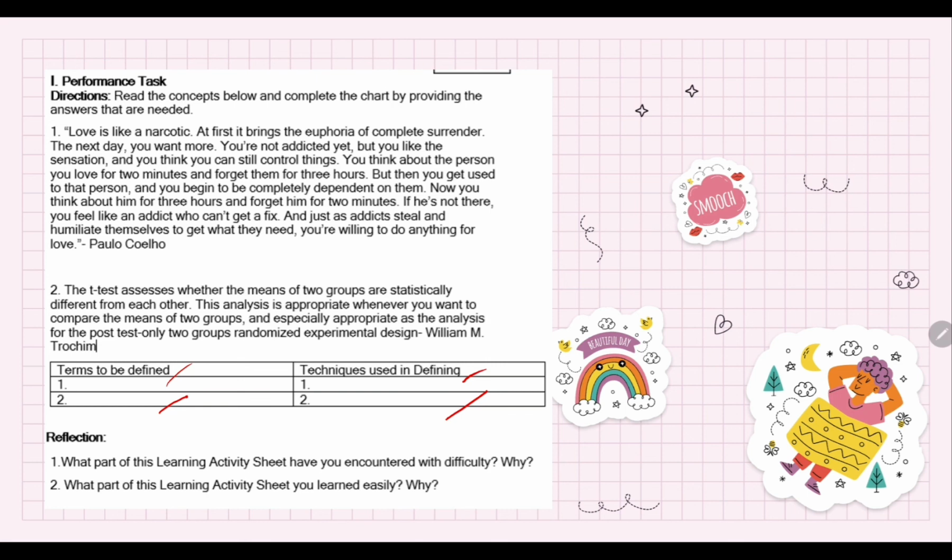Afterwards, you will be answering the reflection questions, wherein you will be discussing about the part of this LAS which you have encountered with difficulty, and also the part where you learned easily. Doesn't have to be long, 2 to 3 sentences will suffice.